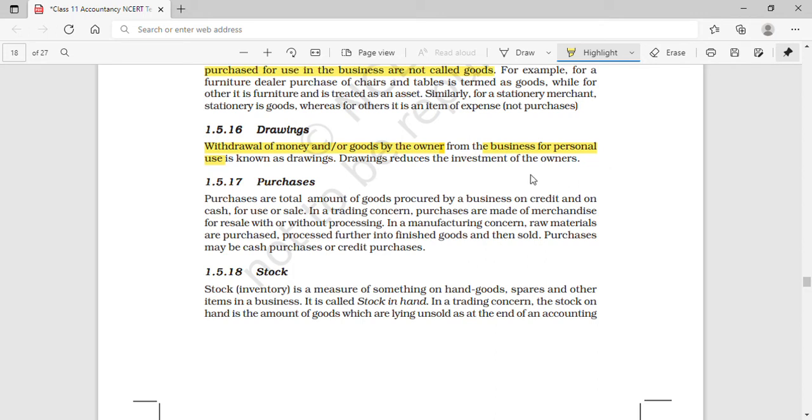Now, how does it reduce? It will reduce your capital. What is the capital? It's basically what the owner has paid or invested in the starting, correct? And when the owners are withdrawing money for their own use, you're going to reduce the investment of the owners.